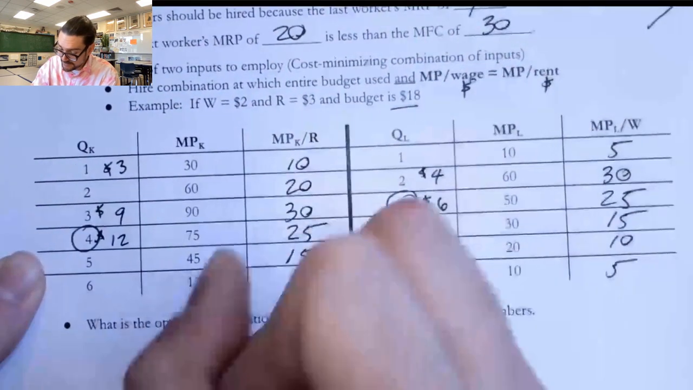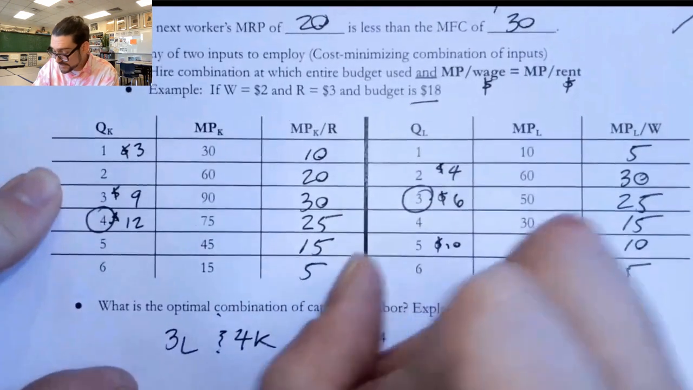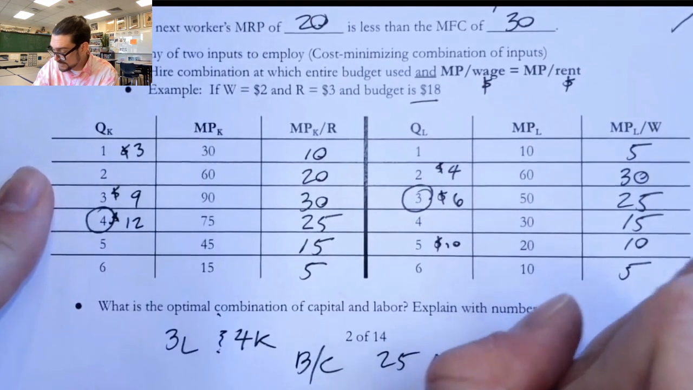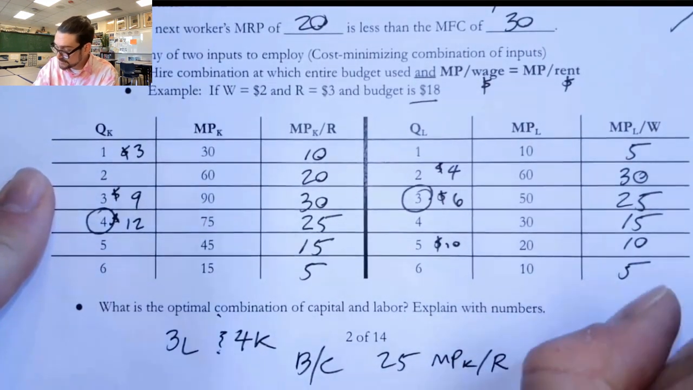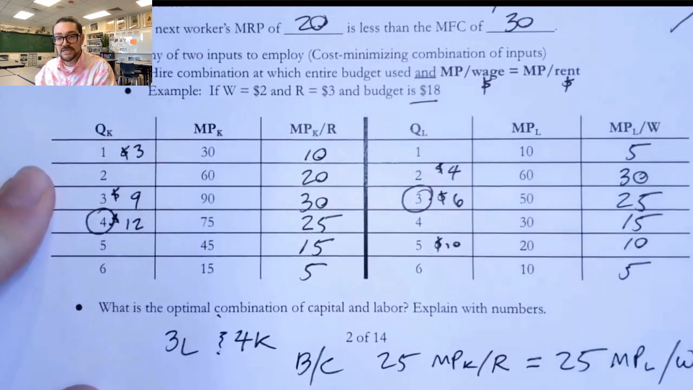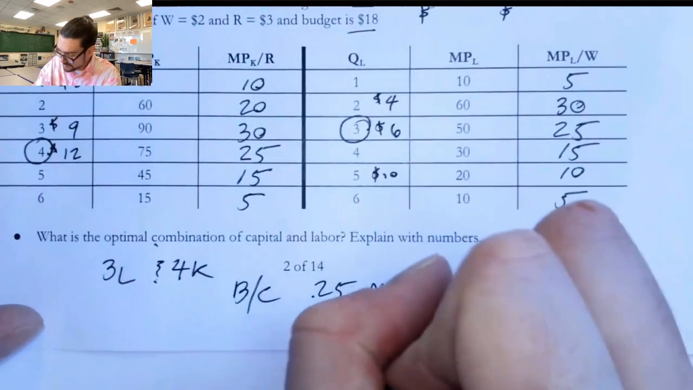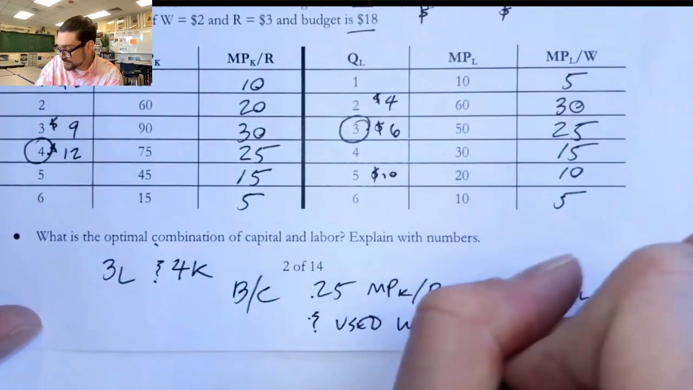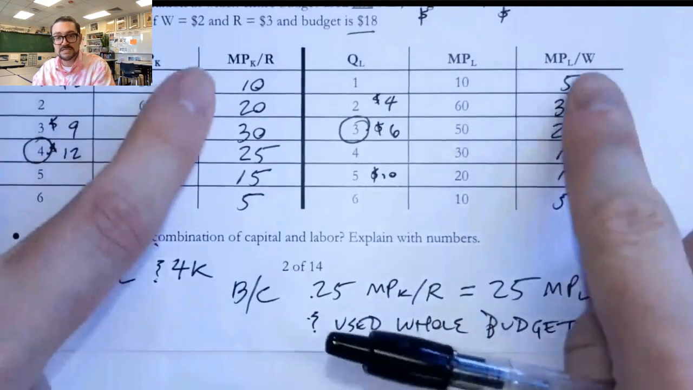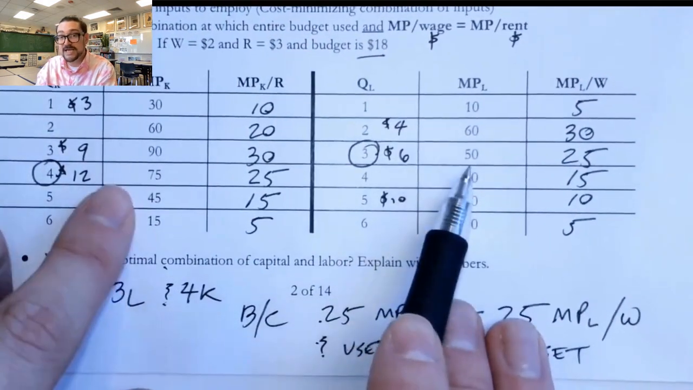And so we'd say 3 labor and 4 capital because, and we need to explain with numbers, 25, which is the marginal product of capital divided by the rent, is equal to 25, which is the marginal product of labor divided by the wage. And we used the whole budget. What we're doing here is telling the grader, hey, we do know how to compare these columns.